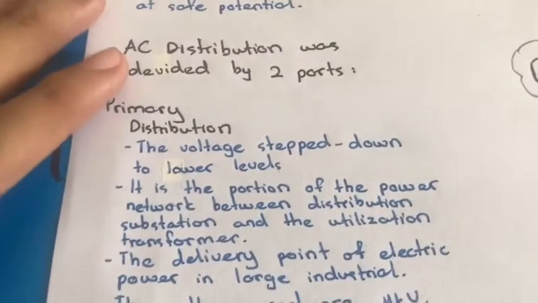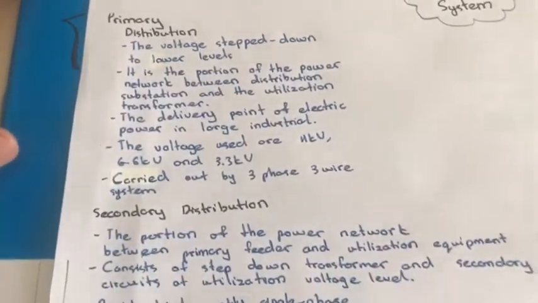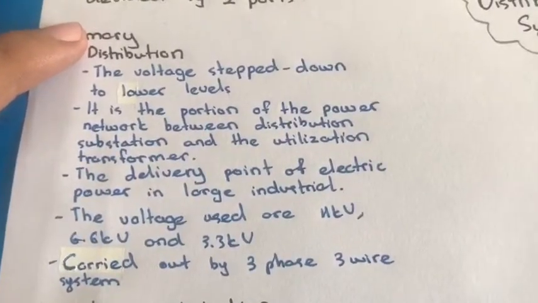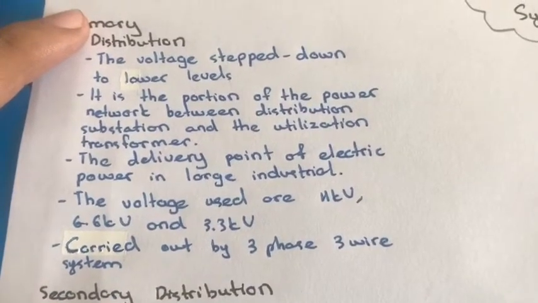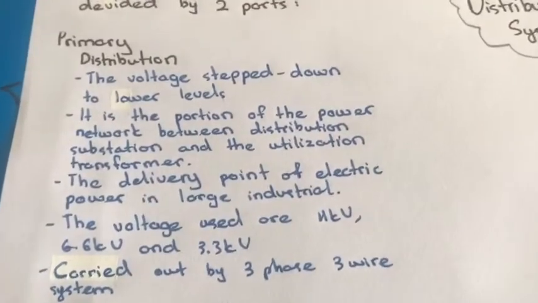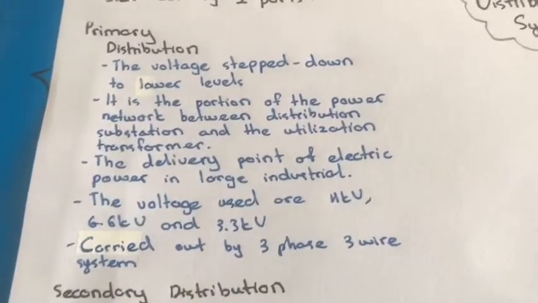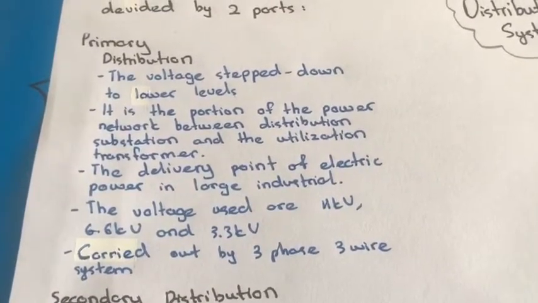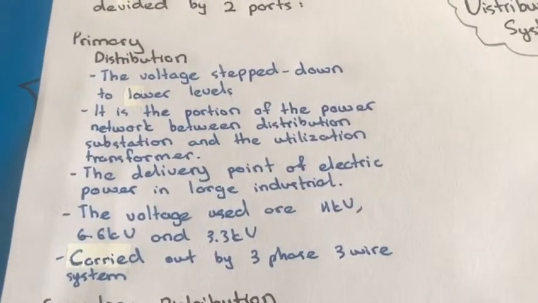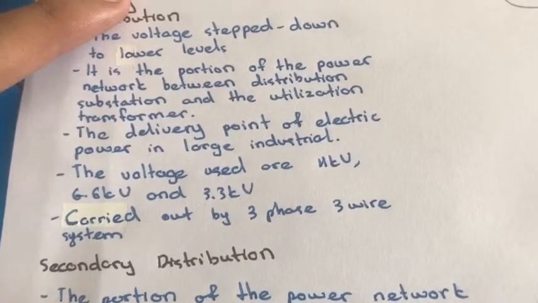The AC distribution is divided into two parts, which are primary distribution and secondary distribution. For the primary distribution, the voltage is stepped down to a lower level. It is the portion of the power network between the distribution substation and the utilization transformer. It is the delivery point of electric power in large industrial areas. The voltages used are 11 kilovolt, 6.6 kilovolt and 3.3 kilovolt. All of this is carried out by a three-phase, three-wire system.